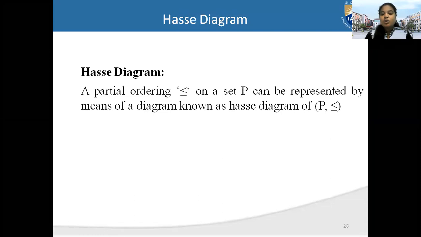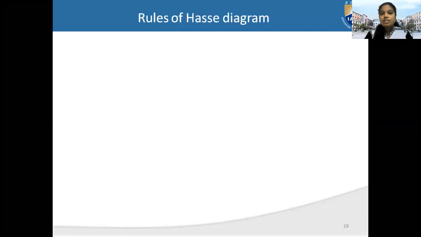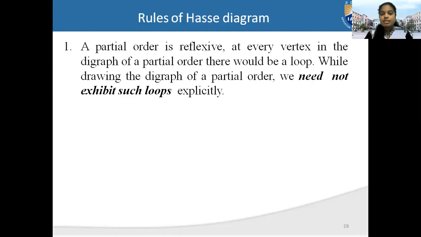So what are the rules we have to consider to draw a Hasse diagram? What is the first rule? You already know what a partial order is. If a relation satisfies some particular constraints, then it is said to be a partial order relation. What are the constraints? It must be reflexive, antisymmetric, and transitive. Then the relation is said to be a partial order relation.